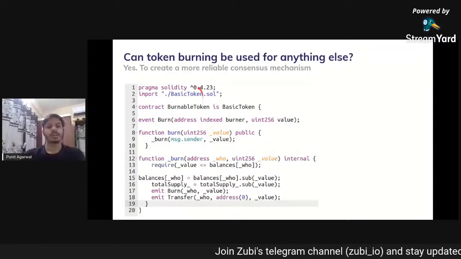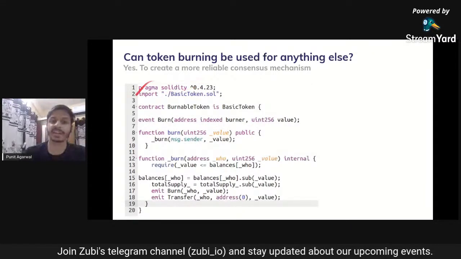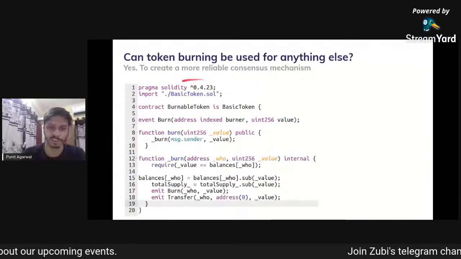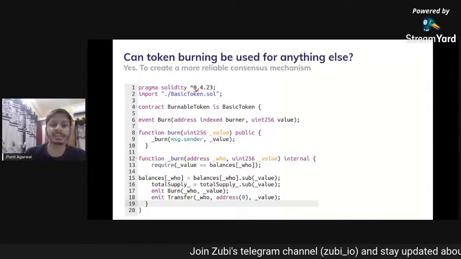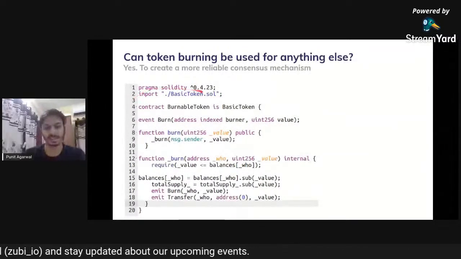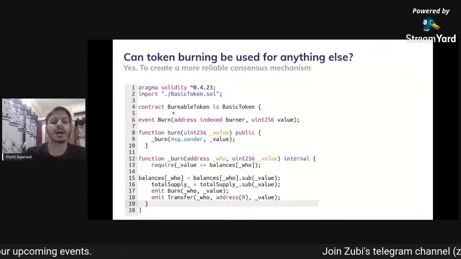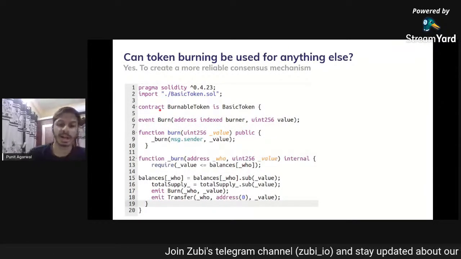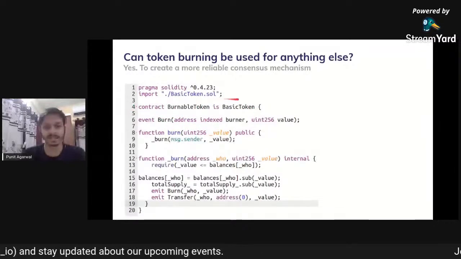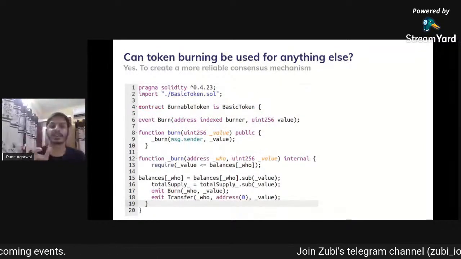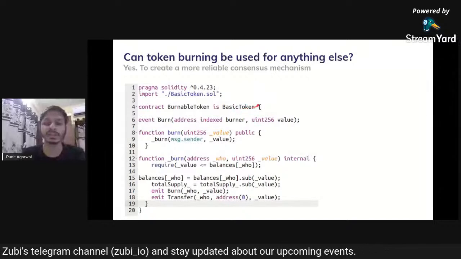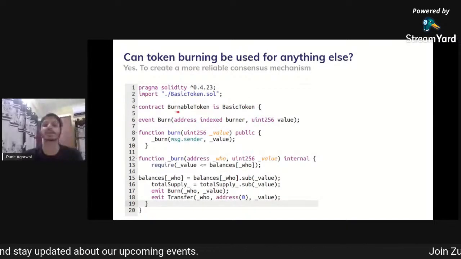Yes. So when we write any Solidity contract, I mentioned the last time that this is something you use for versioning, like pragma solidity, and then the version number. So what I have done is basically I've imported a basic token.sol, and I've written this contract, burnable token is basic token. So it's a concept of inheritance. Like in C you inherit something, or in Java you inherit something. It's a similar concept wherein I inherit all the functionalities of basic token into this particular contract called burnable token.